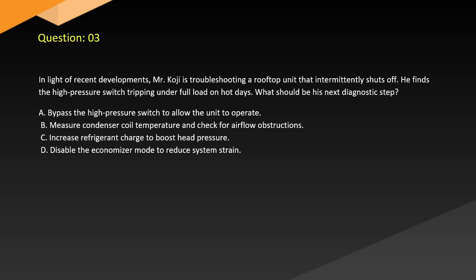A. Bypass the high pressure switch to allow the unit to operate. B. Measure condenser coil temperature and check for airflow obstructions. C. Increase refrigerant charge to boost head pressure. D. Disable the economizer mode to reduce system strain.